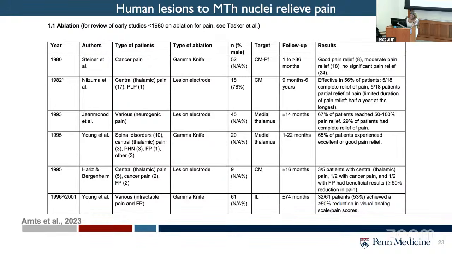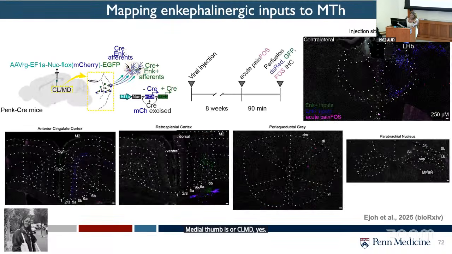Medial thalamus or CLMD, yes? Negative valence, like, so if the areas that are encoding pain are these inputs, do they need to be exploited if it isn't happening? Does that make more sense?